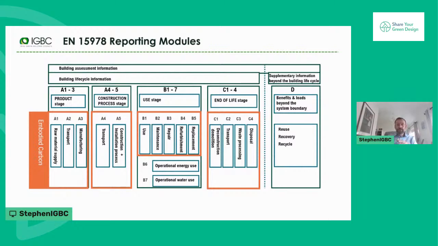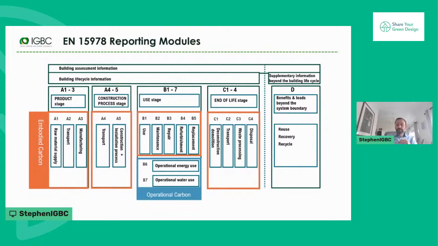B4 and B5 are the replacement cycles of those components that won't last for the whole lifetime of the building. As it can be difficult to know how long it's likely to be before they're replaced, the methodology specifies estimates for these replacement cycles to keep them consistent across studies.